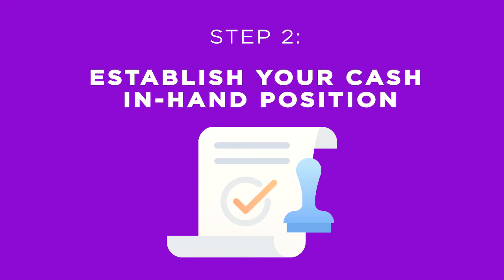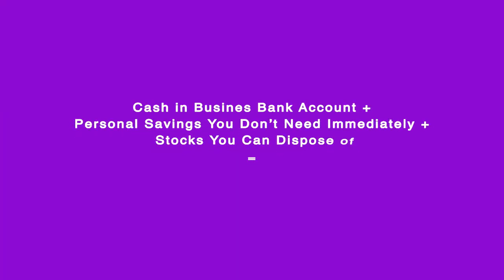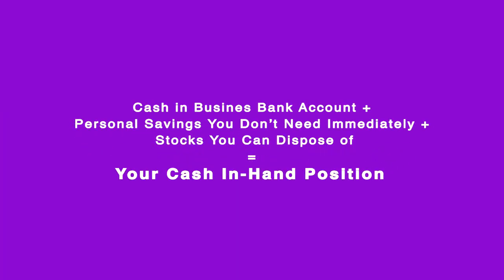Step number two is to establish your cash in hand position right now. Now there are three things that need to be covered. The first thing is how much cash do you have right now in your business bank account? Second thing is how much cash do you have in your personal bank account after allowing for personal survival that you can reinvest in your business? Third thing is if you have stock in your business that you can get rid of and get cash instead. Because remember, cash is king. So when you add all three up, you will come up with a value, and that is your cash position right now.